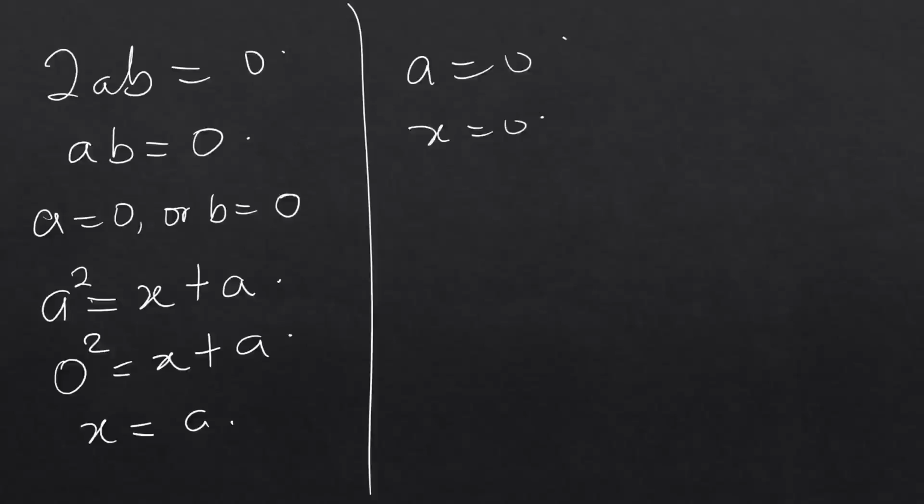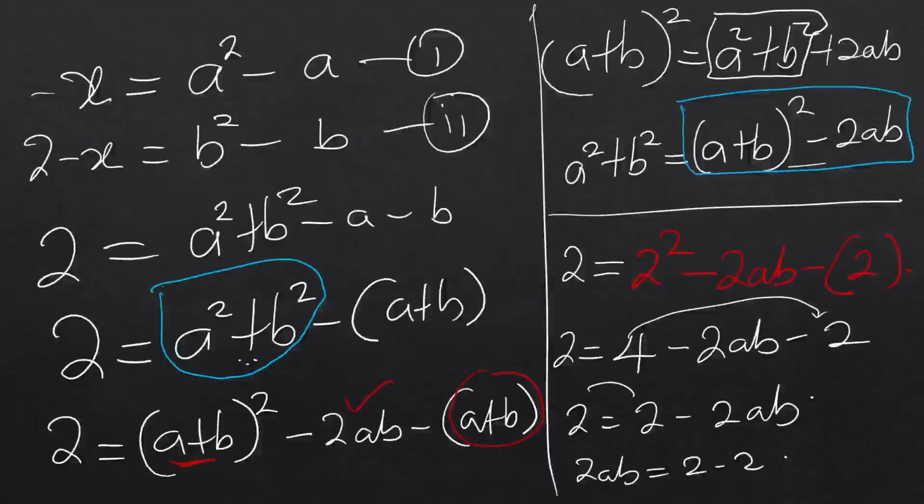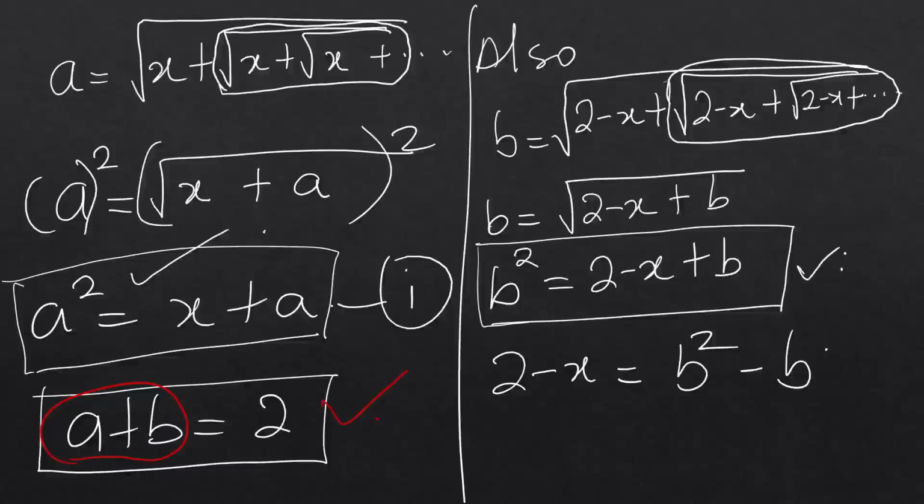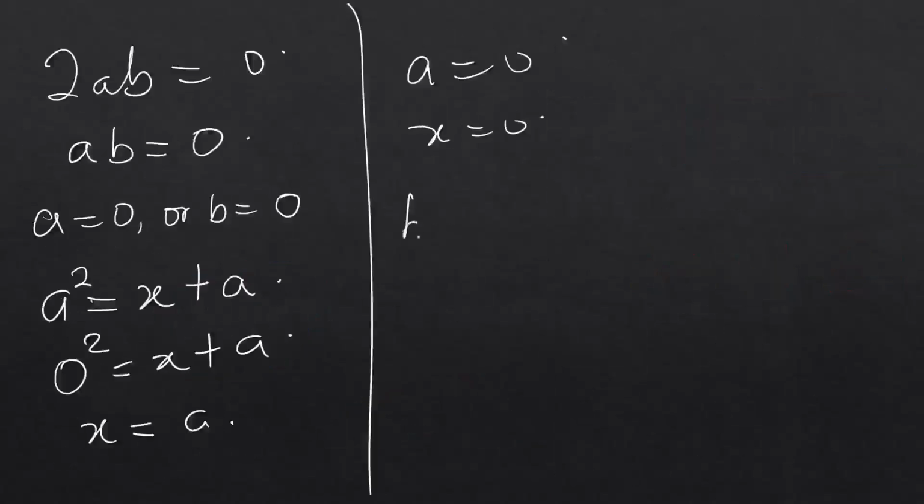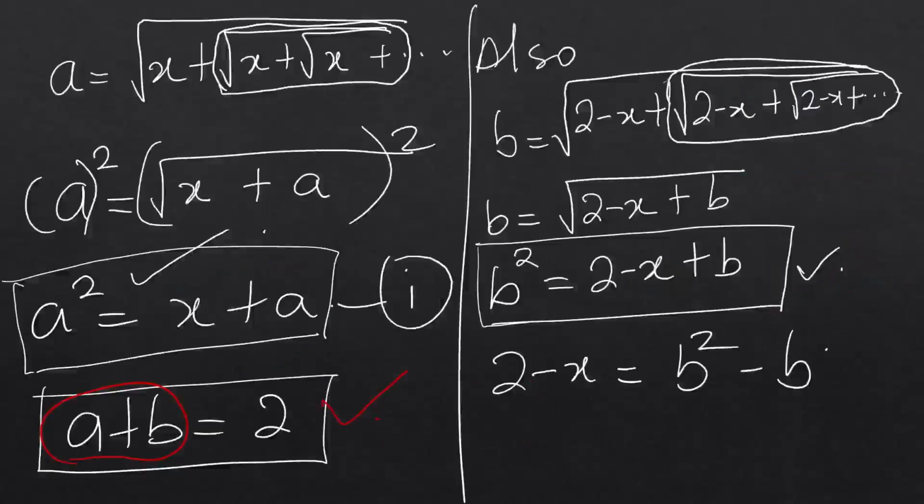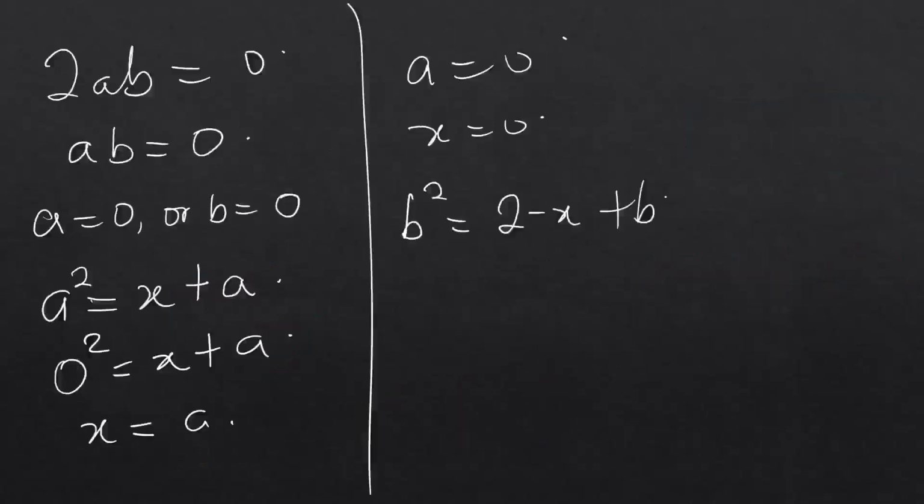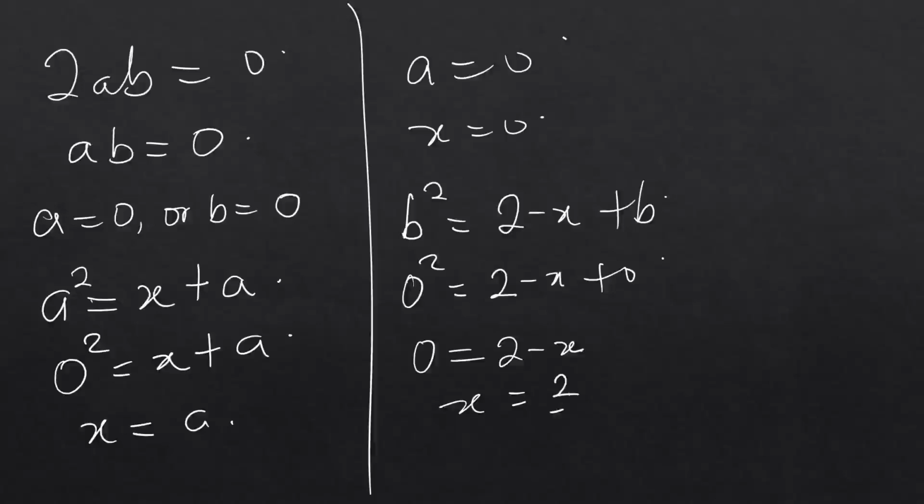Now, let's go back to b. How do we do that for b? We're also going to pick the equation for b. So I'm having this equation: b squared is equal to 2 minus x plus b. Sure, that is the equation. But then remember that b is seen to be 0. So if b is 0, it means that this is 0 squared is equal to 2 minus x plus 0. It means that 0 is equal to 2 minus x plus 0. It means that x is going to be equal to 2. Therefore, x is 2.